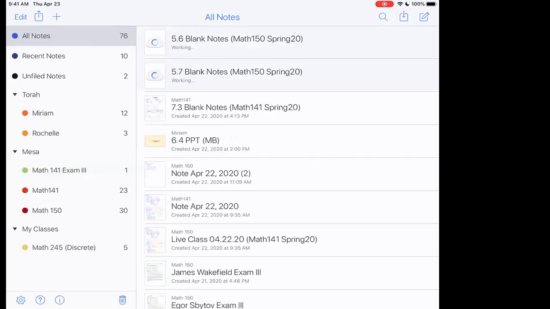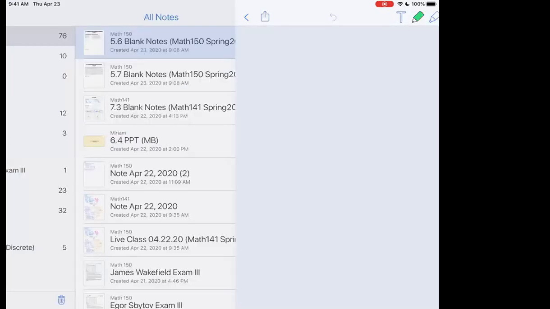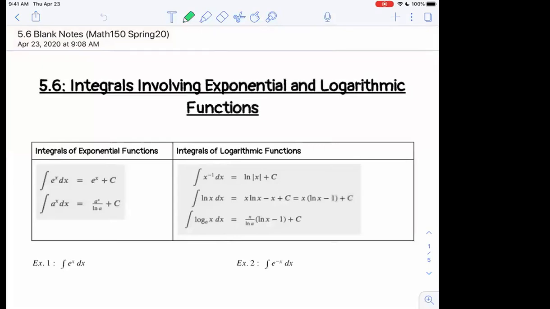I feel like with that Notability slide that always comes up when I click on it, I feel like I should be getting paid to do stuff with their app. But anyway, we're going to start here with 5.6.